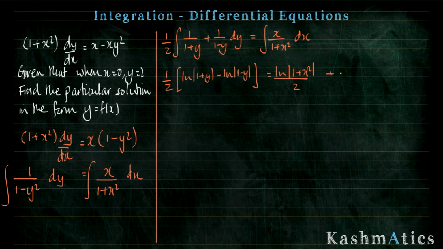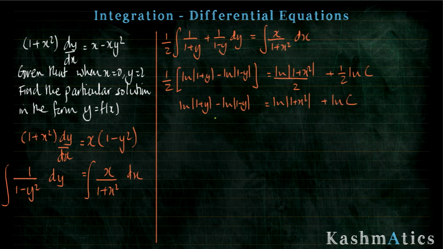Plus, now my constant I'm going to write as a half ln c. Okay, it's still a constant, but I'm writing as a half ln c because now I can take a half out of all of these terms. So what I end up with is ln of 1 plus y take away ln of 1 minus y equals ln 1 plus x squared plus ln c.